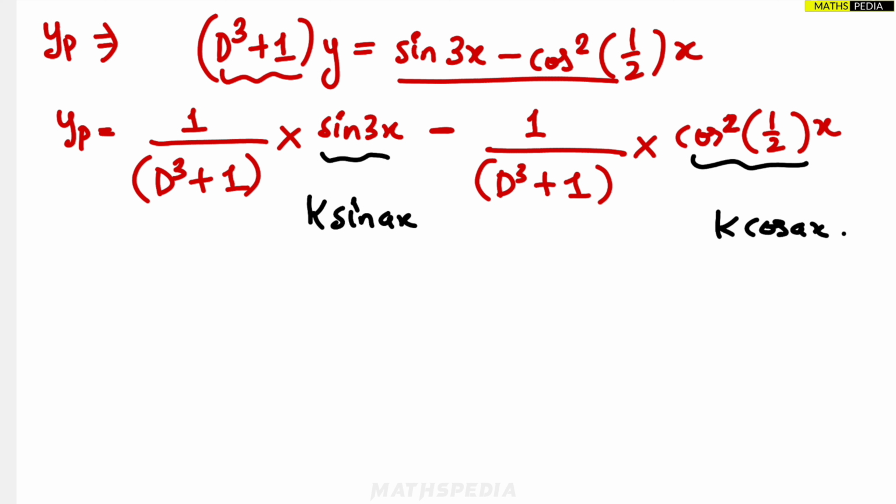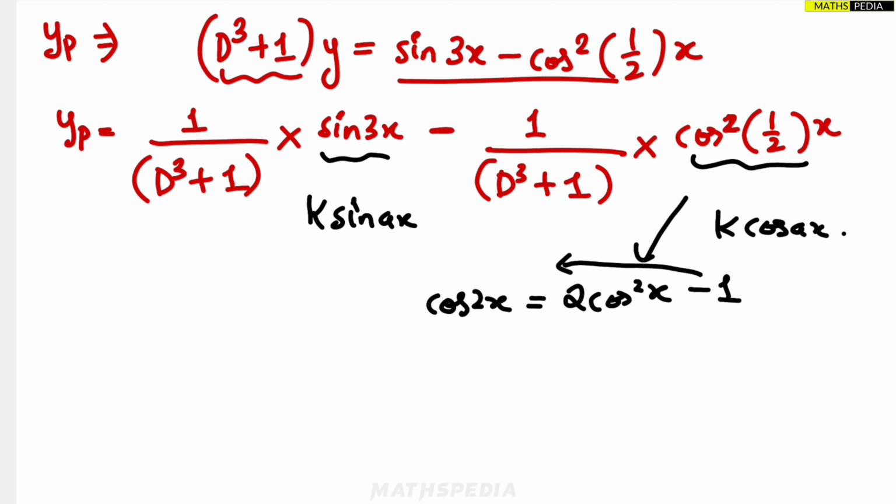So cos square x, can I bring it in cos ax form? Yes, you can bring it. How to bring? See here, I am doing this part simplification. So cos 2x formula you might have studied. It is nothing but 2 cos square x minus 1, right? If I bring minus 1 that side, it will become plus 1. So (1 plus cos 2x) divided by 2 is equal to cos square x.